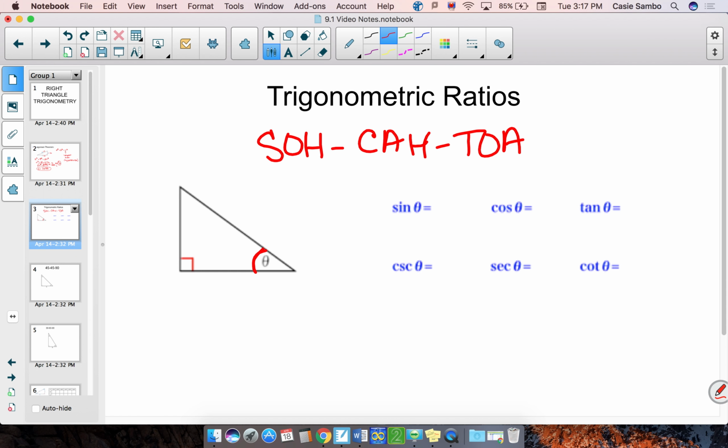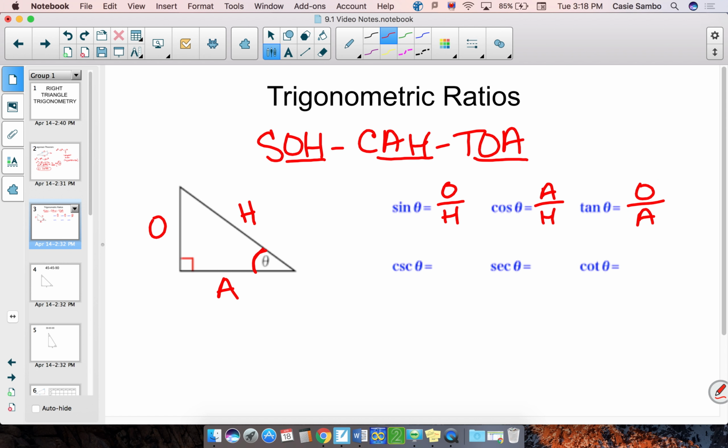So from this theta, we look at the side that is directly opposite it. So this guy right here that I just put the O with. The one adjacent means next to. And the hypotenuse is always the longest side. The hypotenuse will always be the side opposite of the 90-degree angle. So our sine is opposite over hypotenuse. Our cosine, that's what the K stands for, is adjacent over hypotenuse. And our tangent, our TOA, is tangent equals opposite over adjacent.